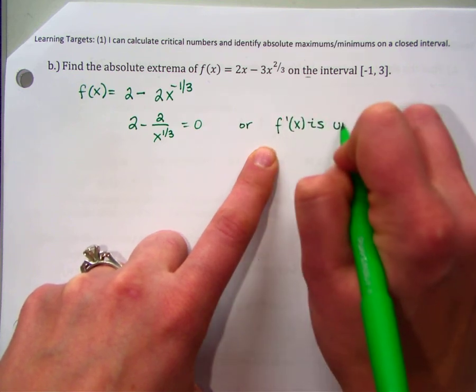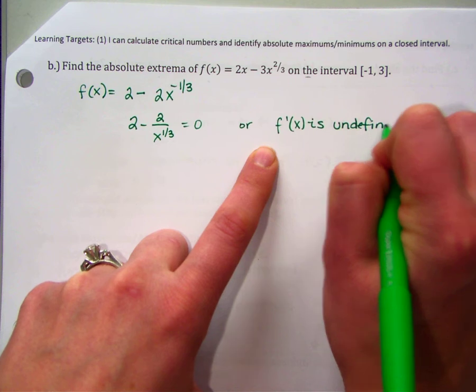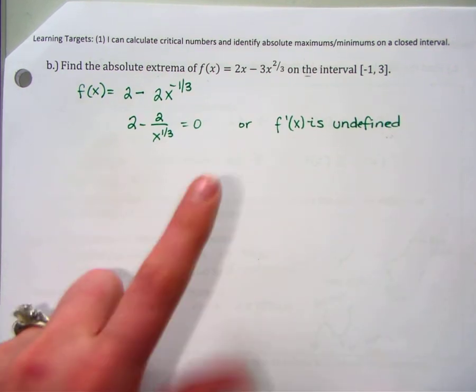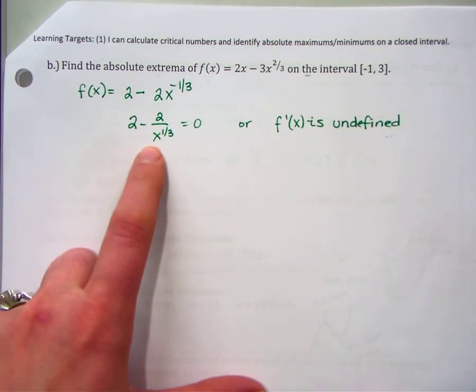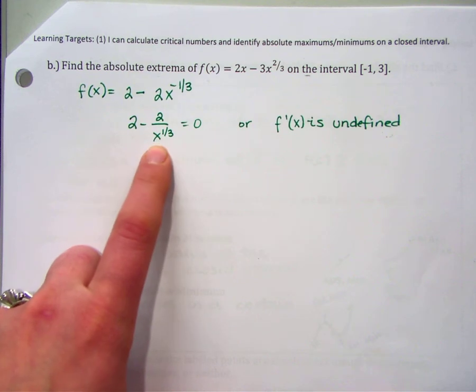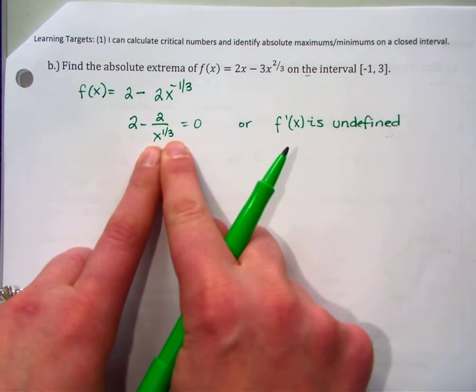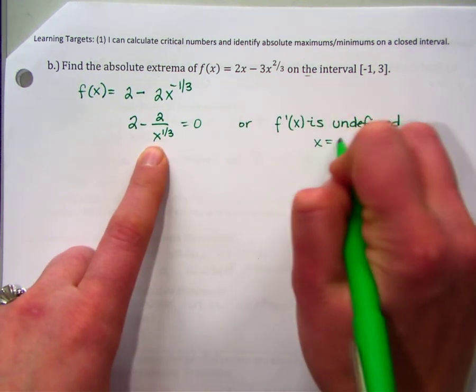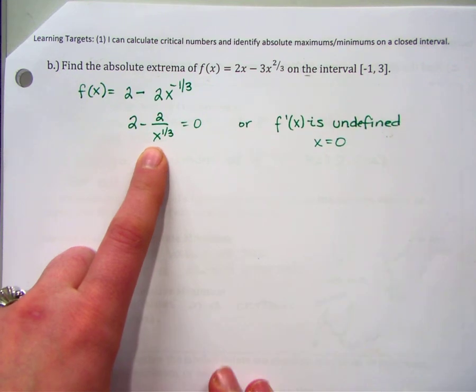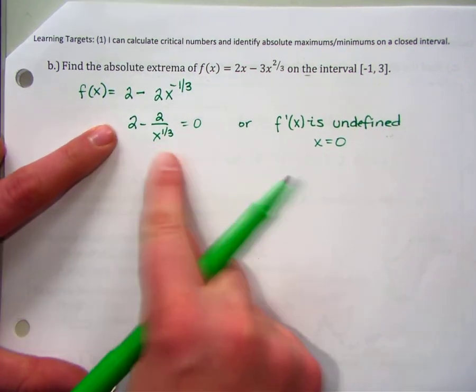Undefined is probably a little bit quicker and easier to see because if we consider our derivative, especially written as a fraction, where is that function going to be undefined? Well, I can't divide by 0. So x equals 0 is a critical number. This one's going to require me to do a little bit of work.